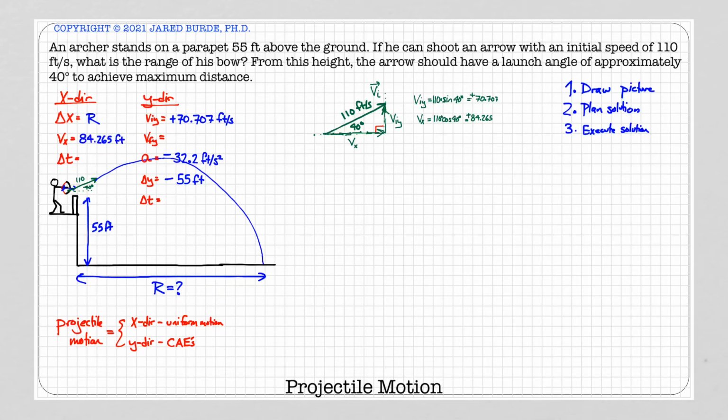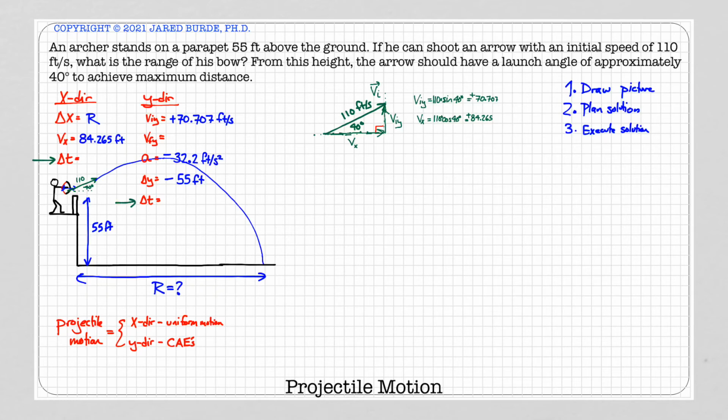So now I want to find the range. The range is in the X direction. To find the range, I need to know the other two variables. I have one of them for my initial velocity. I don't have time, but when we're looking at projectile motion, we have time in the X direction and we have time in the Y direction.